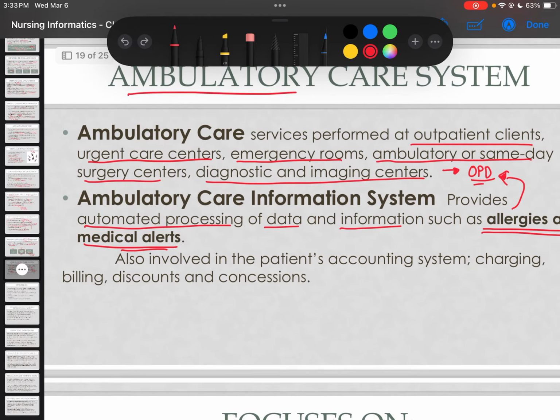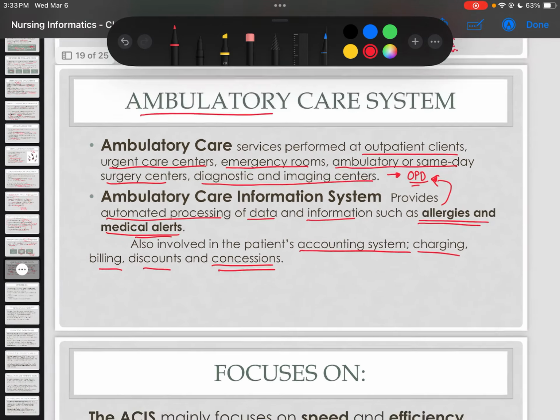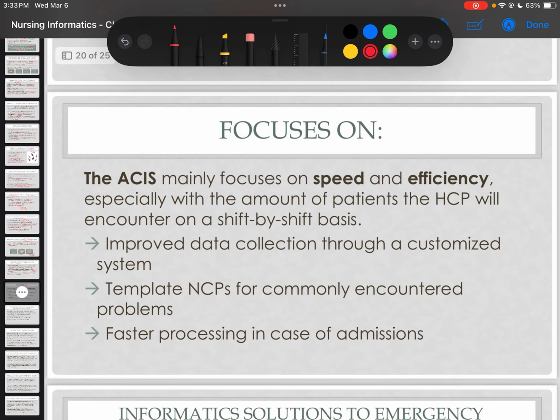Aside from that, no, ambulatory care information systems is also involved in the patient's accounting system. Kanang mga charging, billing, discounts, and concessions of the patient, no? Mga na siya. The ambulatory care information system mainly focuses on speed and efficiency, especially with the amount of patients the healthcare provider will encounter on a shift-by-shift basis.